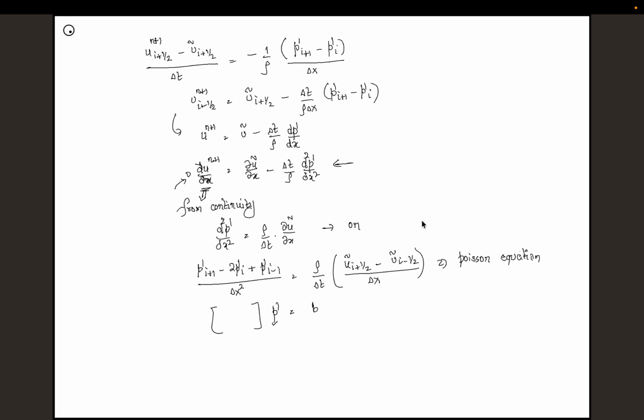And what will be the boundary conditions for this equation? P prime is basically the correction that we are applying. So if you have Dirichlet boundary conditions for pressure, there are no corrections that need to be applied on the boundary, so P prime will be 0 there. And with that, you will be able to solve for P prime.